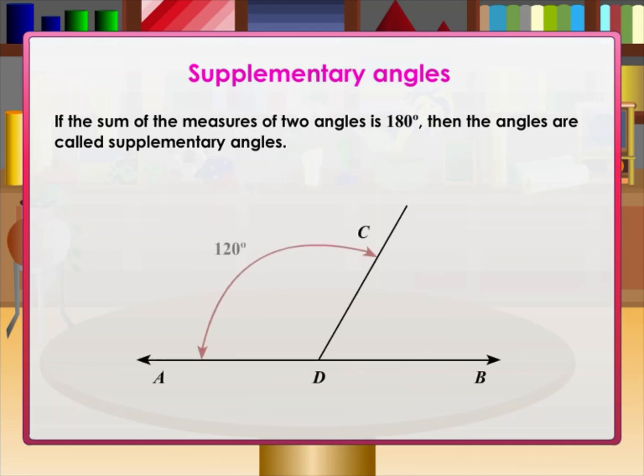Let's consider another example. In this, the angle formed by ray BD with ray DC is 60 degrees. The angle formed by ray DC with ray AD is 120 degrees. These angles are supplementary to each other because the sum of the angles is equal to 180 degrees.